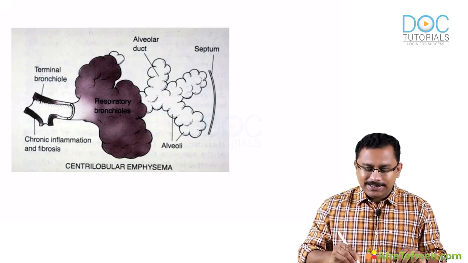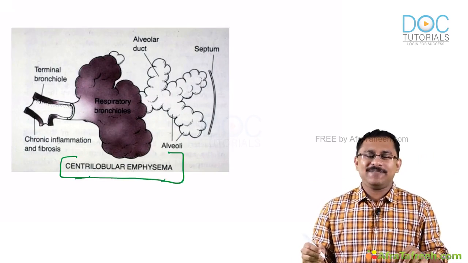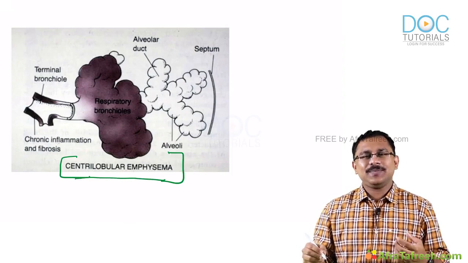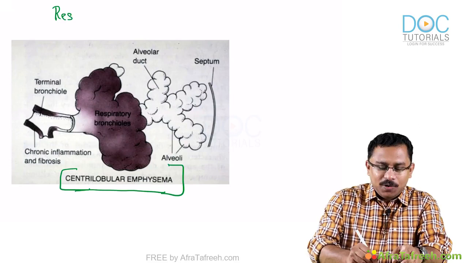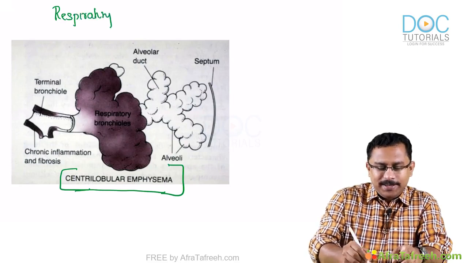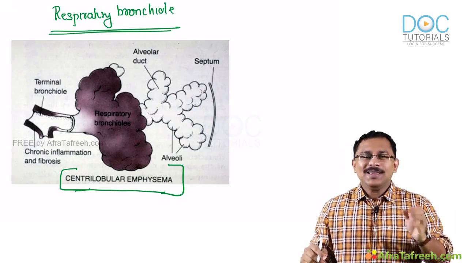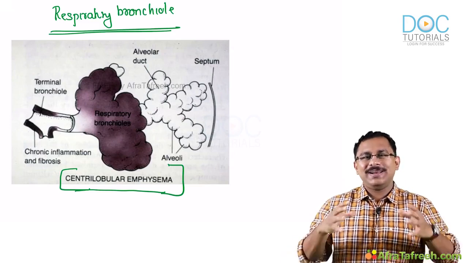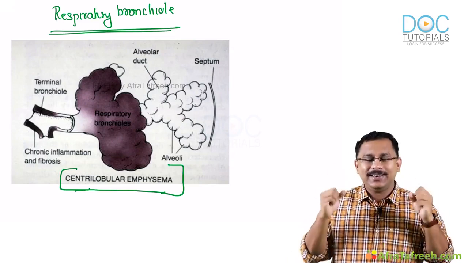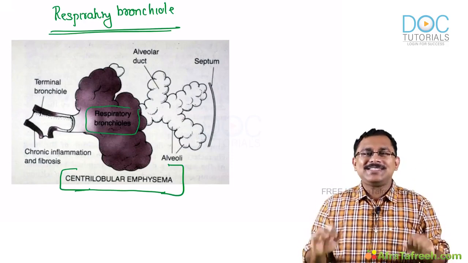Now, what happens in a centri-acinar emphysema, which is also called a centri-lobular emphysema? What happens is that the brunt of the attack happens in the respiratory bronchiole. Okay, respiratory bronchiole, which means it's not in the alveoli. The brunt of the attack occurs in the respiratory bronchiole. Now, what is the end result of that? The respiratory bronchiole walls will be damaged and it will be dilated. As you can see here, the respiratory bronchioles are very much dilated.